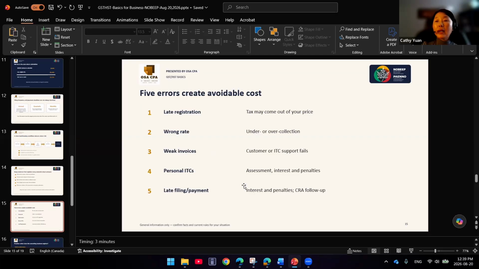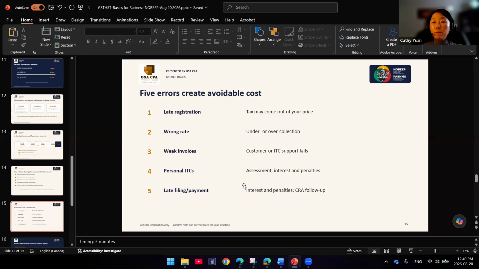The other thing is personal ITCs. In business, what commonly happens is that the business owner pays the business expenses from their personal credit card, or also charges personal use things to the business. That must be kept separate, because the CRA doesn't allow personal use to be charged for ITCs.